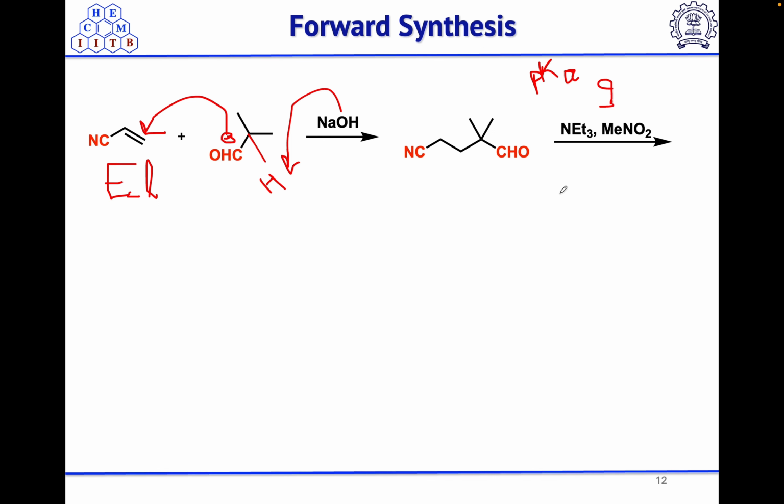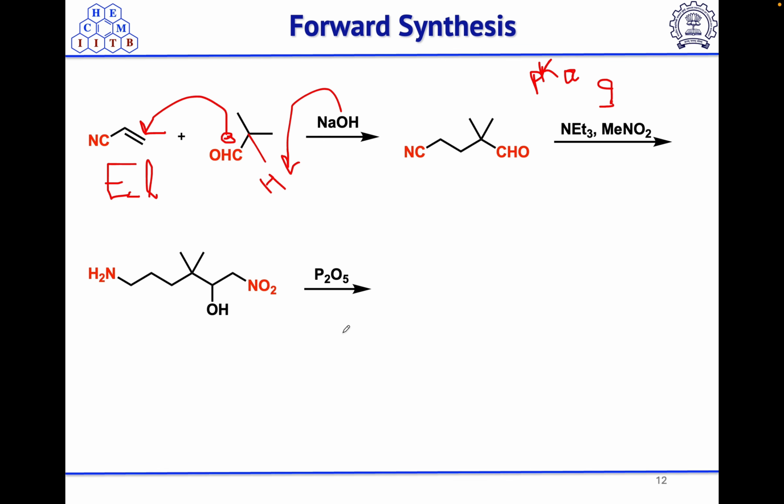So first you will get some beta hydroxy nitro derivative, and then that will undergo an elimination reaction. That beta hydroxy group with respect to this nitro group will undergo an elimination reaction, first giving this beta hydroxy nitro compound, and then elimination will happen. Elimination will happen when you treat this molecule with some dehydrating agent.